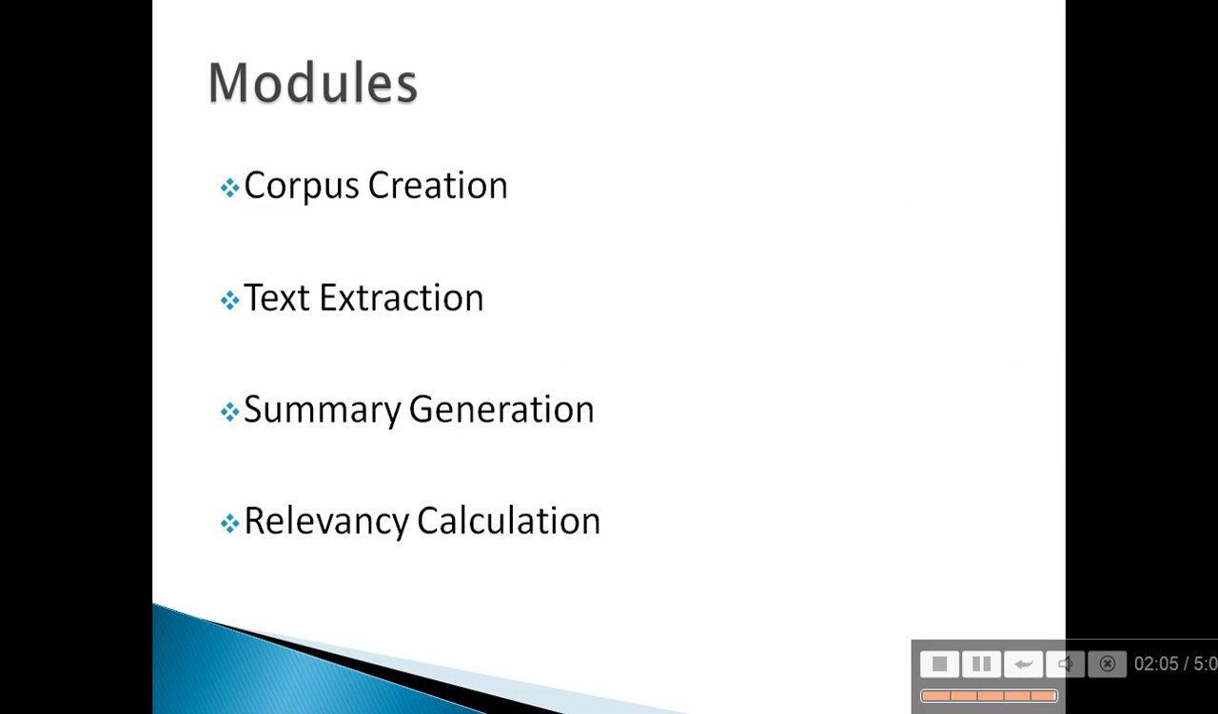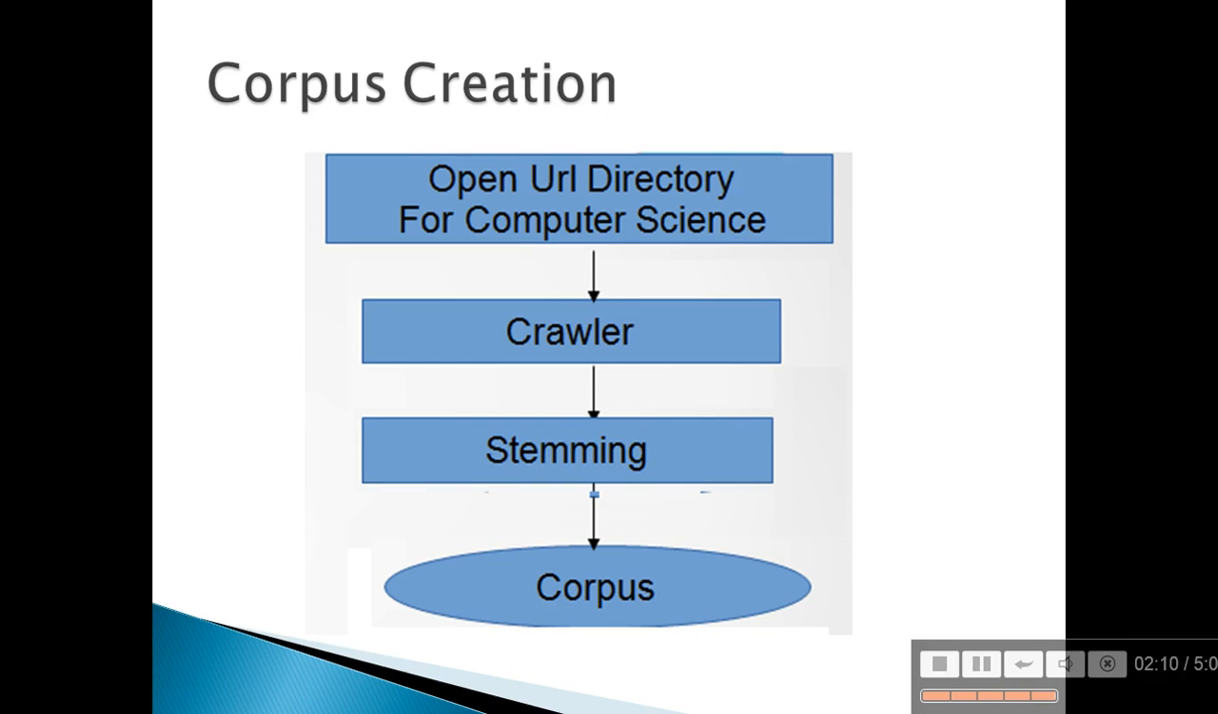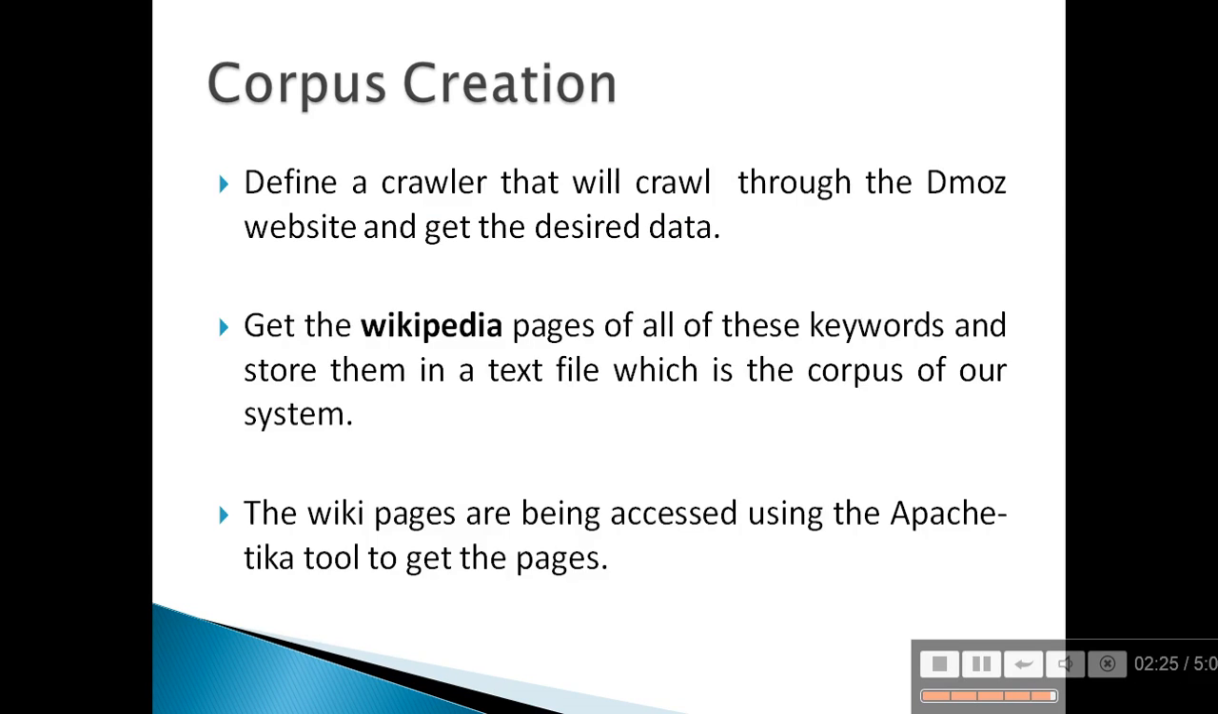Now, how our document summarizer works. We have 4 modules as follows. First was corpus creation. We crawled through the Wikipedia pages using the keywords that were generated from the demos website, and we got the data into a text file, stemmed it, removed the stop words and created the corpus. So this is how we did it.